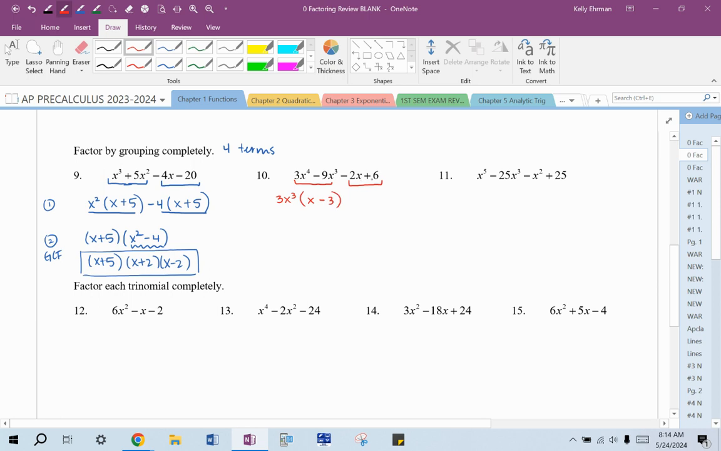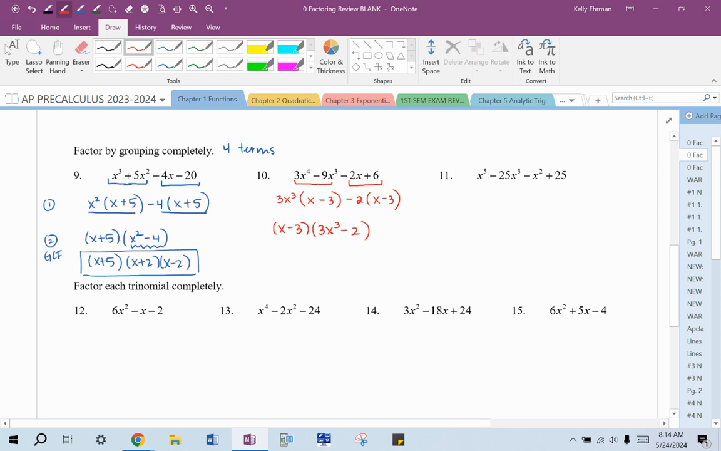What about the last two terms? I can factor out a minus 2. It's almost always going to be whatever sign is in front. If you divide each term by negative 2, you get x minus 3. And so again, I have the same thing in parentheses, so that I can take out that greatest common factor of x minus 3. That leaves me with 3x to the third minus 2.